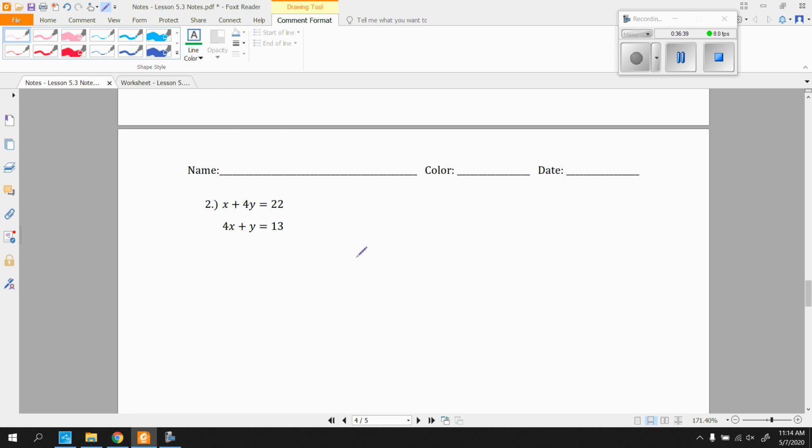Last thing here, I'm trying to finish up, keep it relatively doable as far as time video wise. I'm looking at my variables. They're lined up? Yep, y's over y's, everything's lined up. But the problem is we can't add them right now. There's a 1 plus 4 is 5. That's not going to eliminate, and then 4 plus 1 is 5.